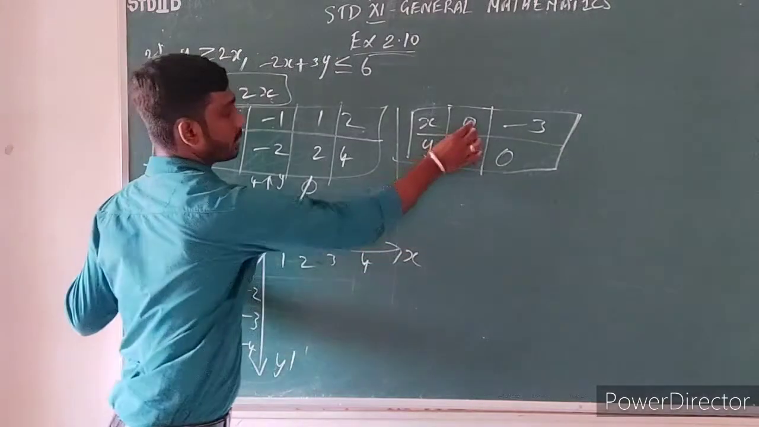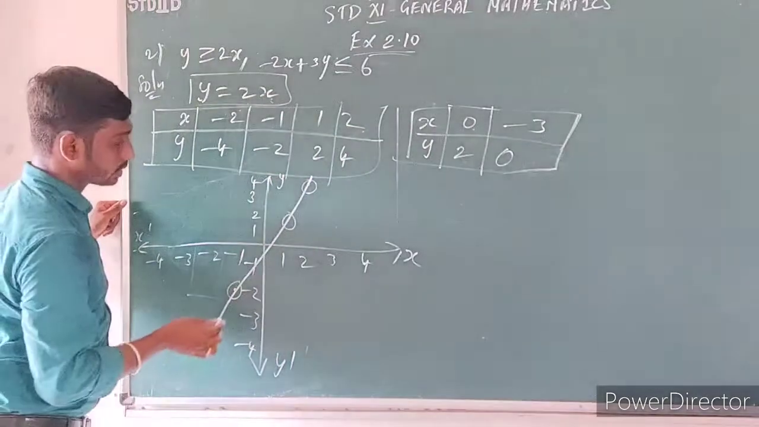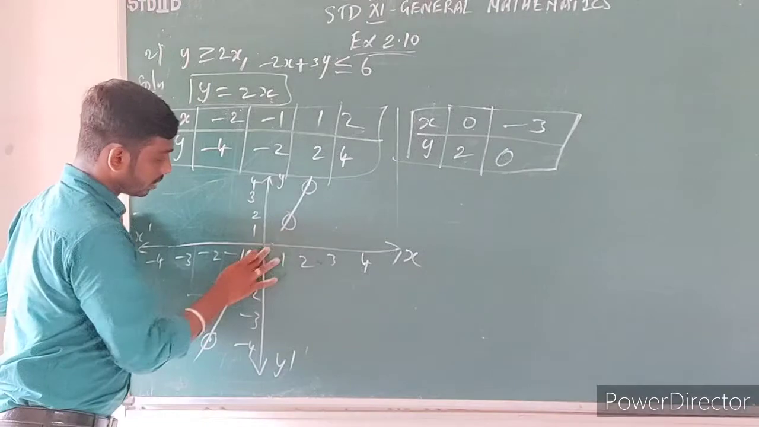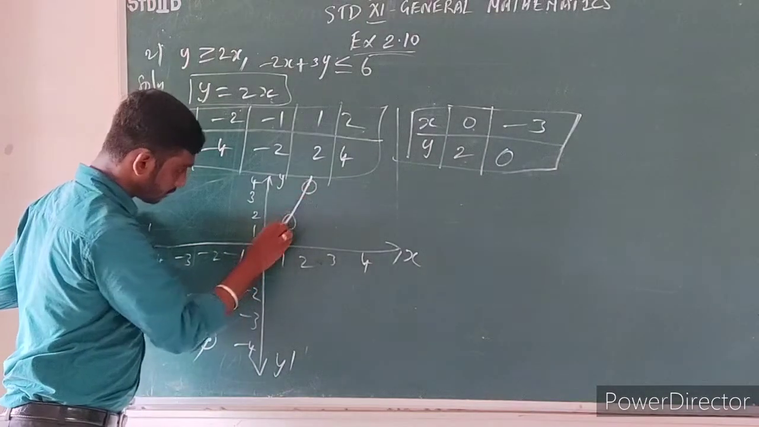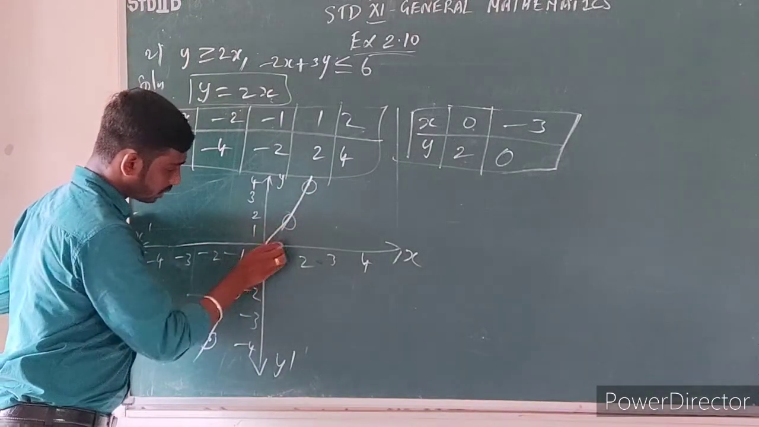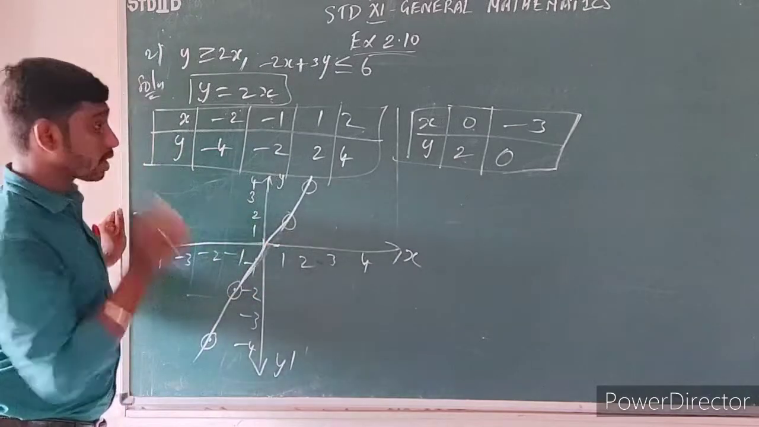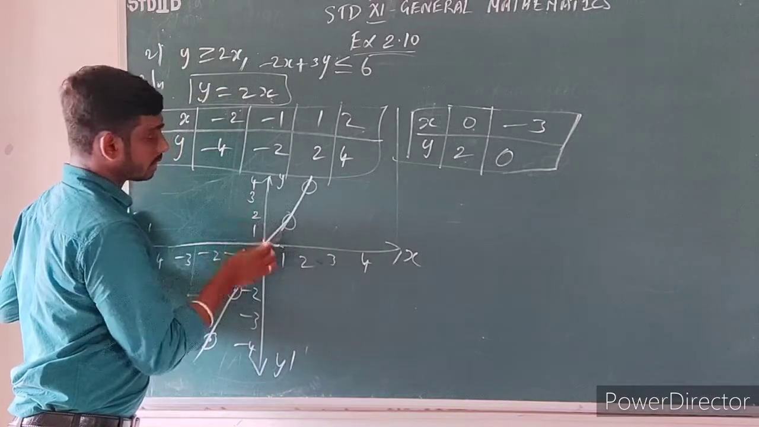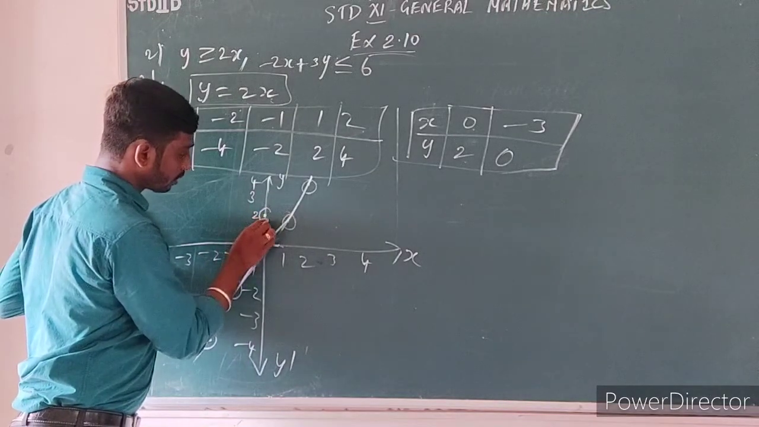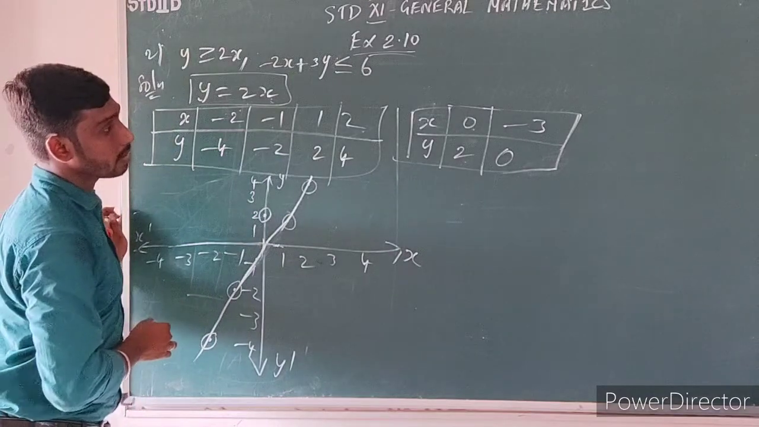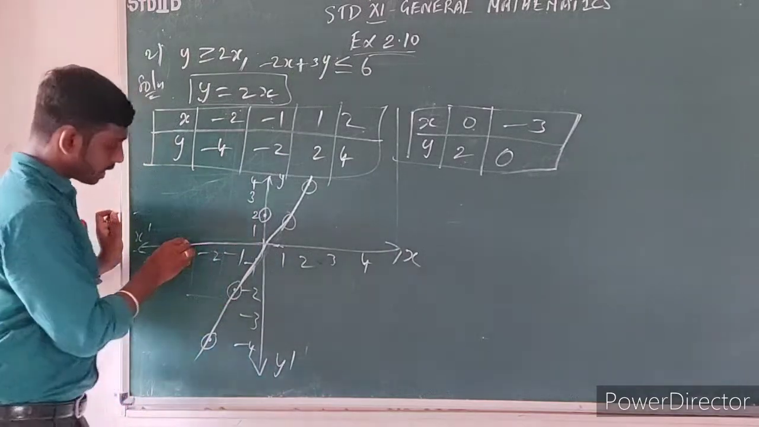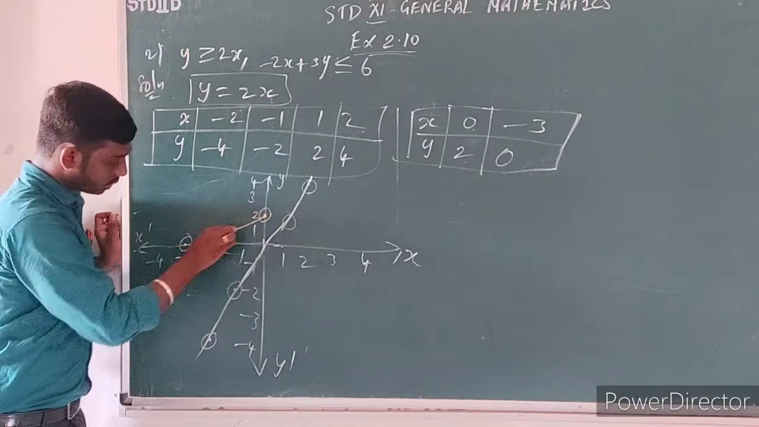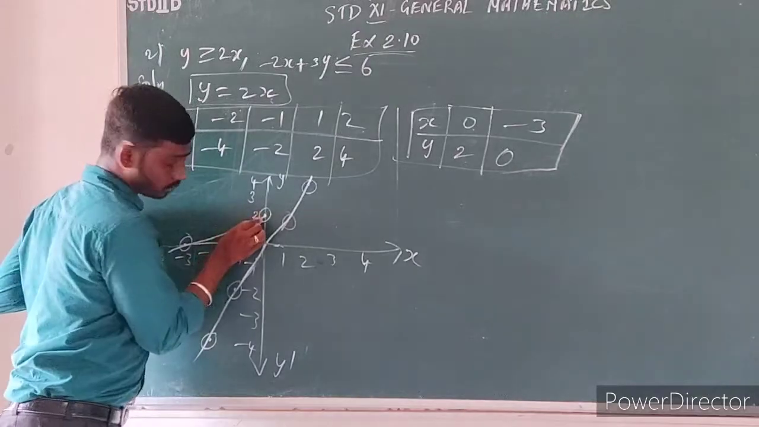Then here we are having 0 comma 2. What is the value we are plotting here? 0 comma 2. And this one will be traveling into the origin. So what is the value here? 0 comma 2. On the x axis 0, then the y axis will be 2 here. Now plotting this one. Then minus 3 comma 0, minus 3 on the x axis. Now joining this one.